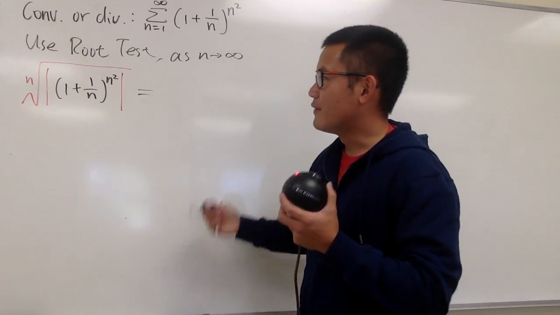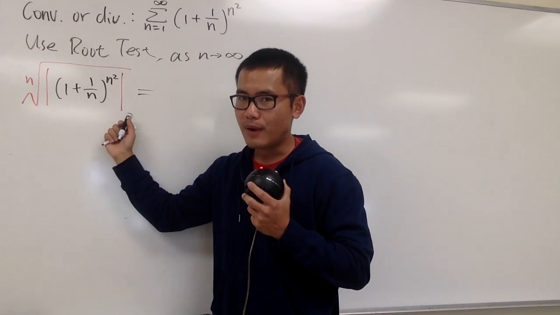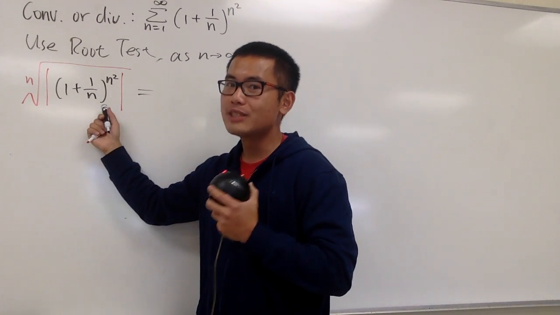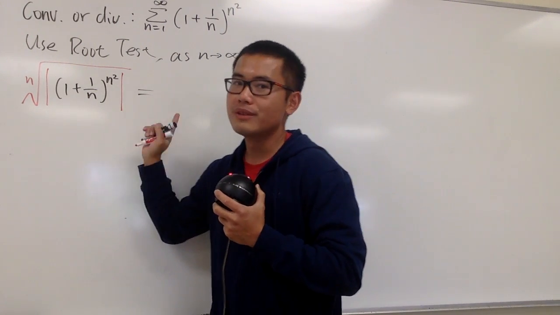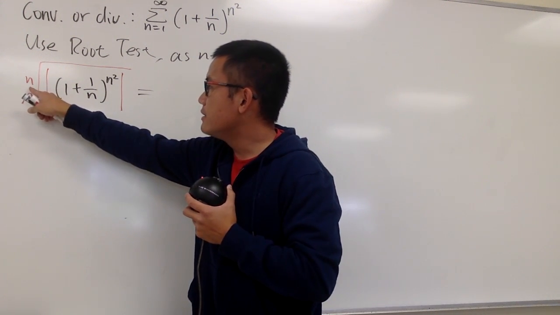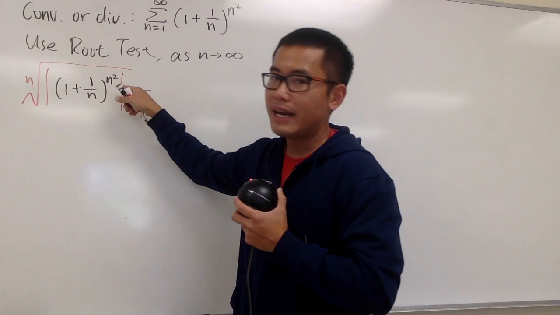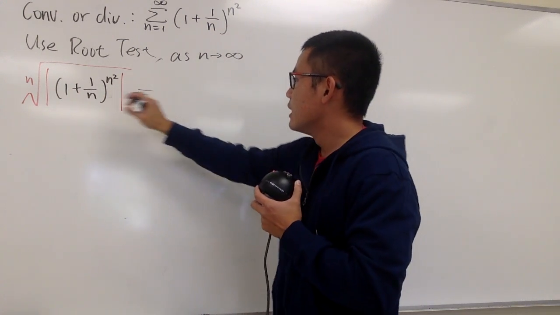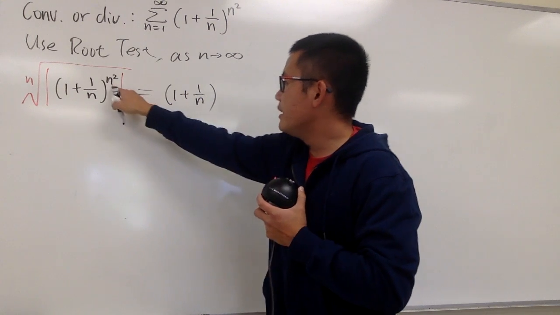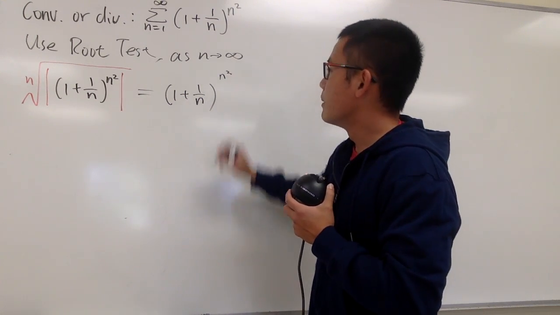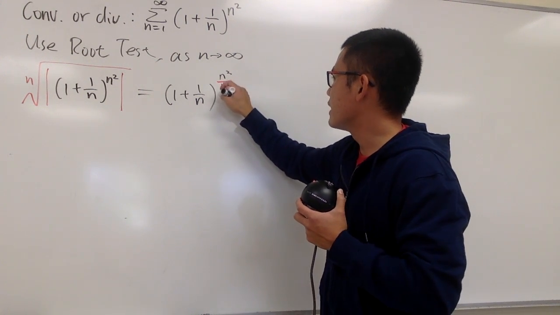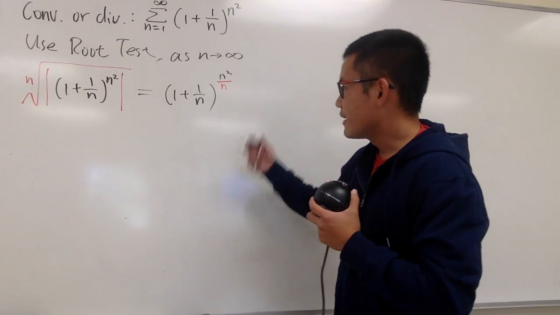So let's work this out first. I did put down the absolute value because the statement told us to do so, right? But inside here, it's always positive, so the absolute value doesn't matter. And when we take the nth root, you know that this is going to be dividing the exponent by n. So let me write this down for you guys. The inside stays the same, 1 plus 1 over n. And then this right here is n squared. But when we take the nth root, we have to look at this exponent and divide it by n. All right?